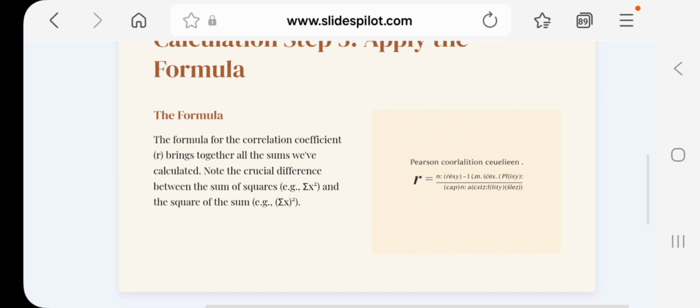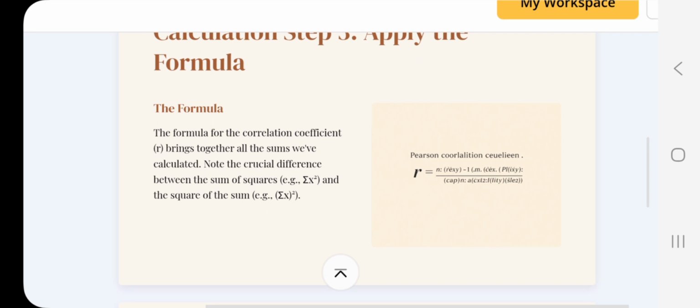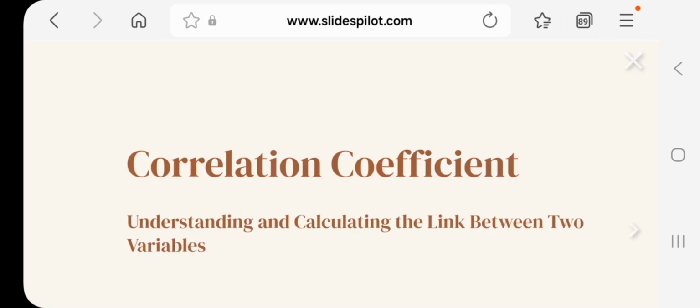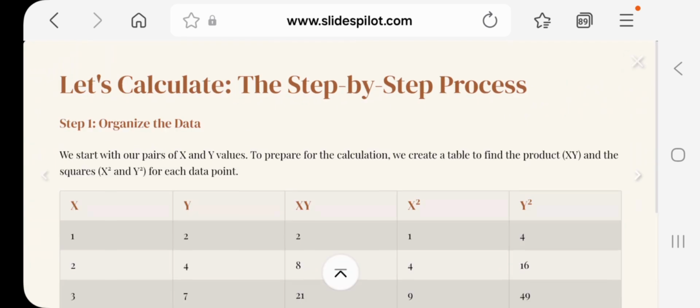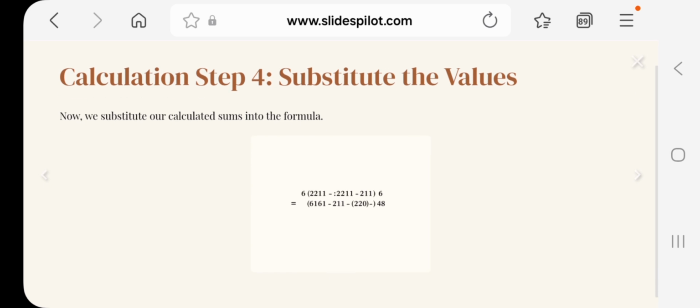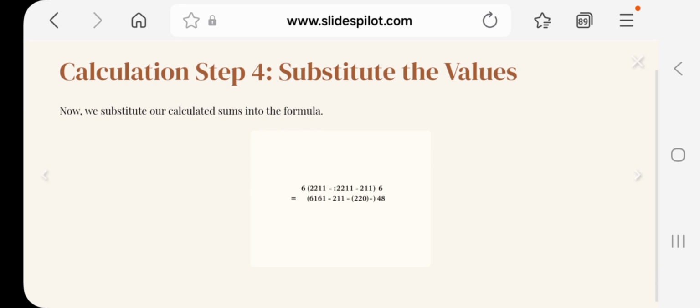So let's plug in everything into that formula. So it's going to be n, well, we need to know what n is. And if you recall, there were 6 x values. 1, 2, 3, 4, 5, 6. So n is the number of values that we have in one single column. So that's 6 in this example. And then times the sum of xy, which is 211, minus the sum of the x values. So that's 21. And then the sum of the y values, that's 48.